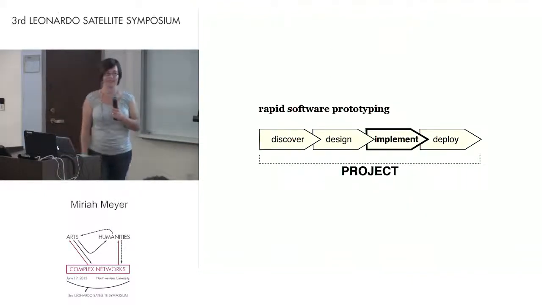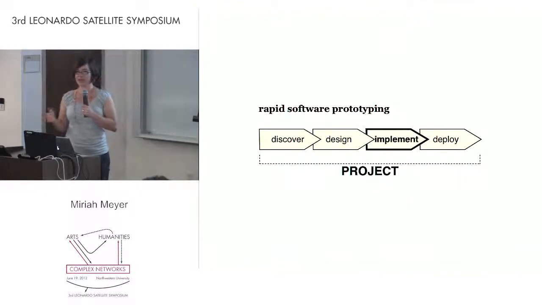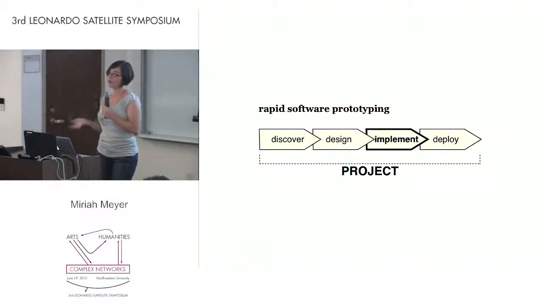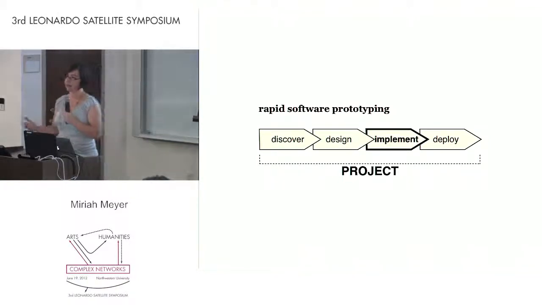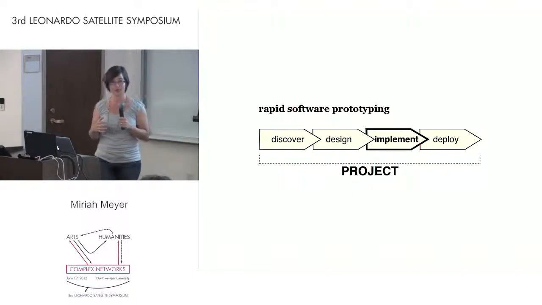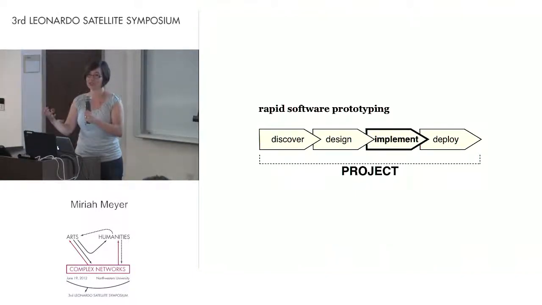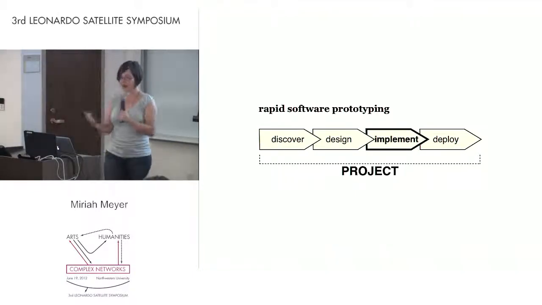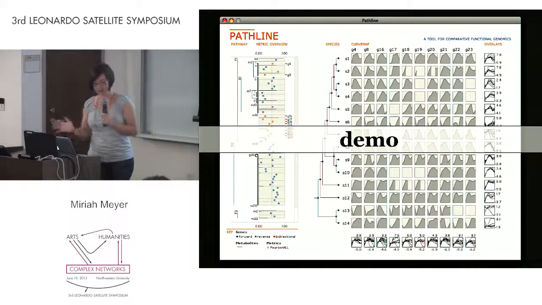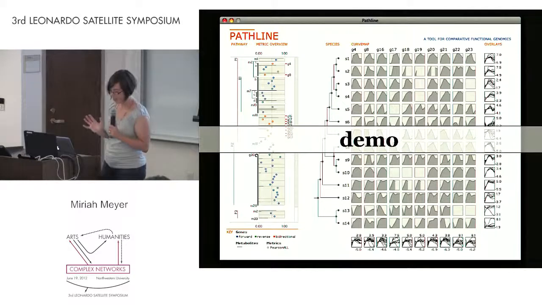Okay, so that was the design stage. The next stage in this pipeline is really about implementing. And here, this is about rapid software prototyping. So basically writing code as fast as you can with the notion that you're probably going to throw it away, simply to get to the point where you have something interactive to give to your collaborators to get feedback as soon as possible. Actually, what I'm going to show you here is a demo. I call it a prototype, but it does function.